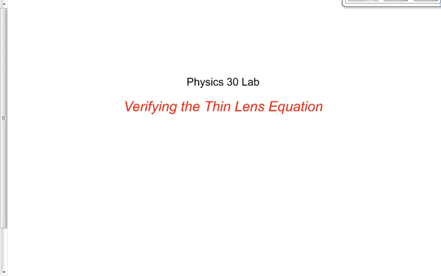Today we're going to try to prove the thin lens equation. We've used this equation quite a bit, so we hope that it's correct. We hope that it's a valid equation. Okay, today we're going to go to that step to determine whether or not it is a valid equation.